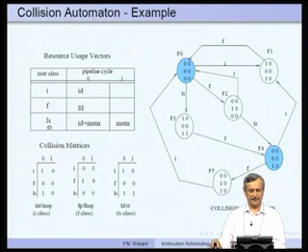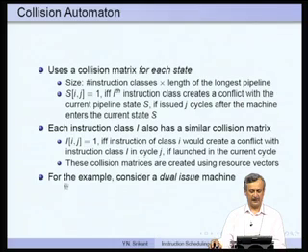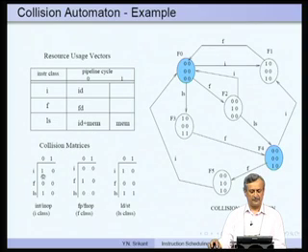So, this is the reservation table showing, for each instruction class, the various resources used in the various cycles. In the collision matrix, the size is the number of instruction classes by the length of the longest pipeline. Here, the length of the pipeline is 2. So, we have as many rows as the number of instruction classes and as many columns as the length of the longest pipeline itself.